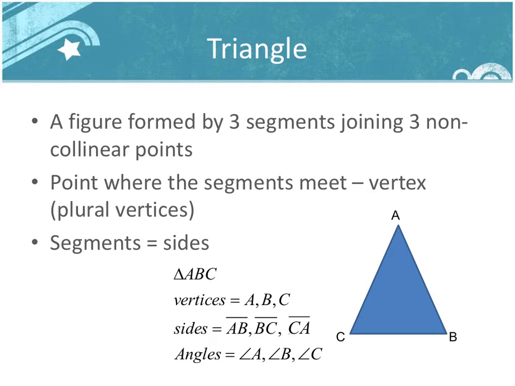The points where the segments meet are called the vertices or the vertex. So the segments are the sides and the angles are at the vertices. So we have vertices at A, B, and C, and then we have side lengths of AB, BC, CA. Again, remember we can use that little slanty looking L thing to indicate that we have angle A, angle B, and angle C here.